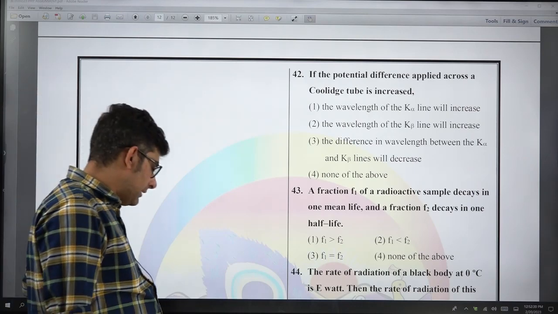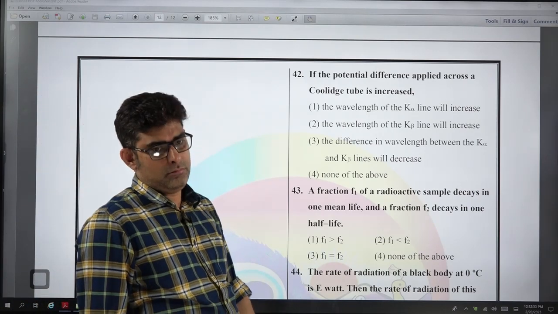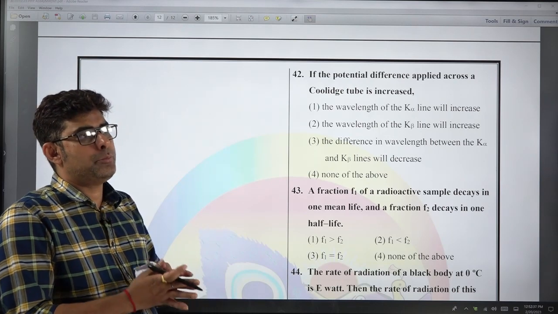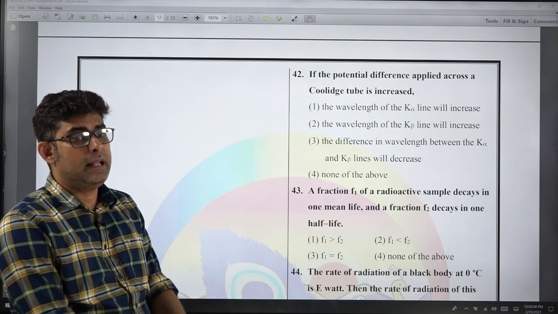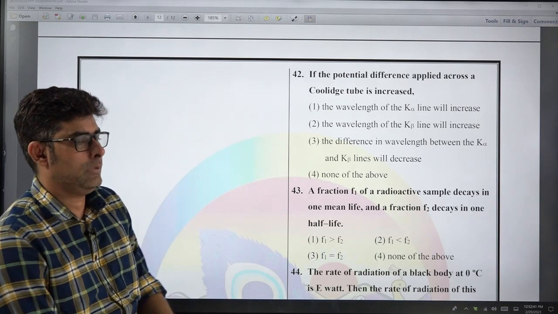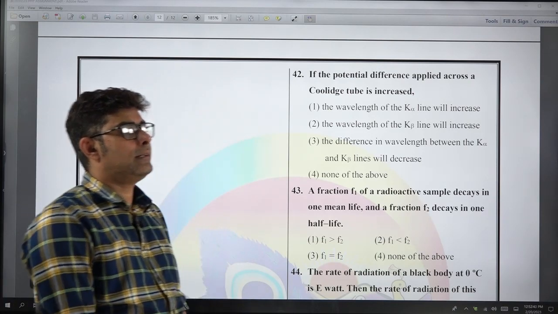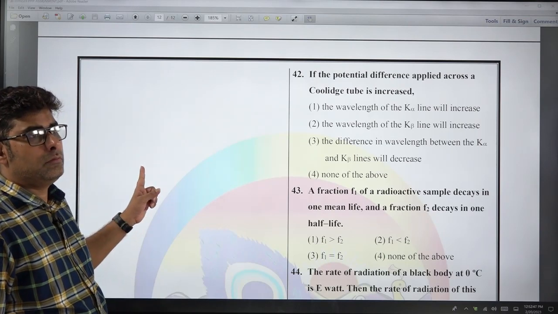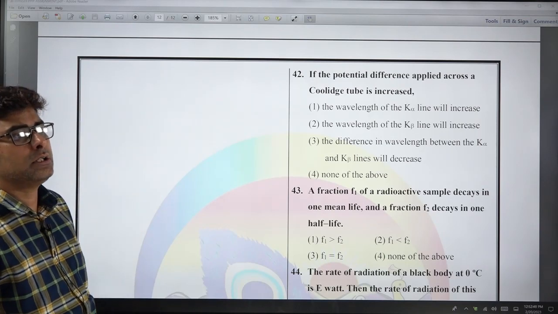So potential difference will affect only lambda min, the minimum wavelength. Remember, potential difference will affect lambda min, which is also called the stopping radiation. Okay, next question is 43.